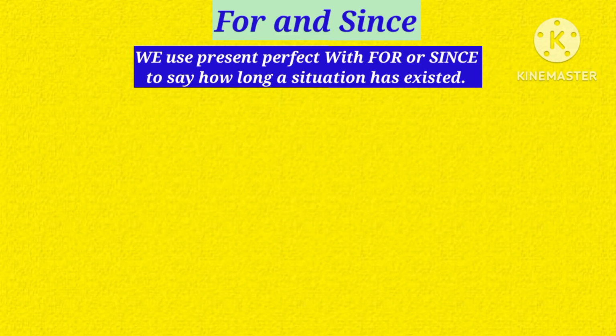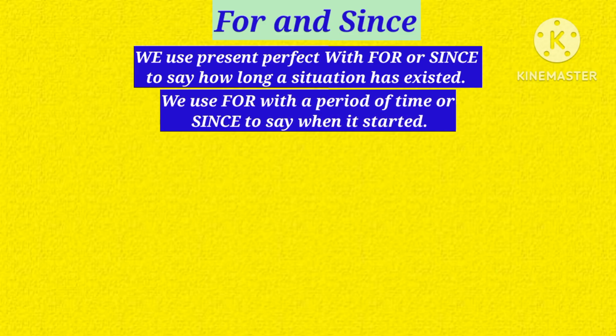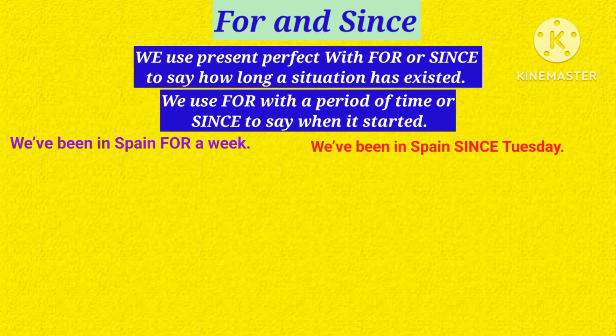It's time to talk about for and since. We use present perfect with for or since to say how long a situation has existed. We use for with a period of time or since to say when the action started. For example, we've been in Spain for a week. We have been in Spain since Tuesday.